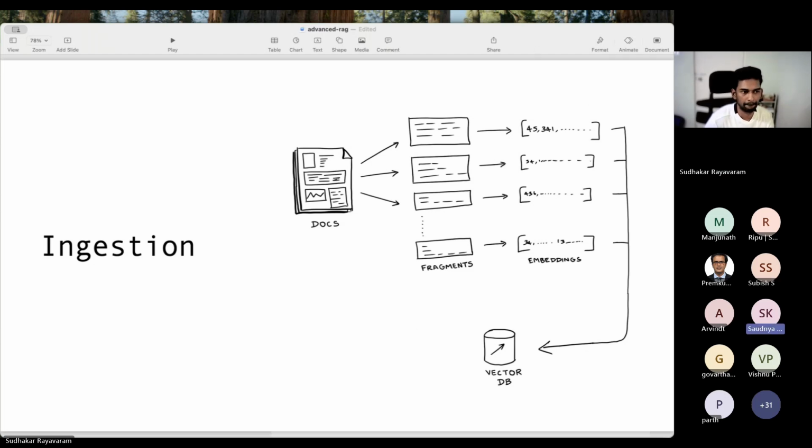Sudhakar, Karthi has one more question in Q&A. Wait, am I seeing it? It'll be on the top. Okay, LLM deterministic.